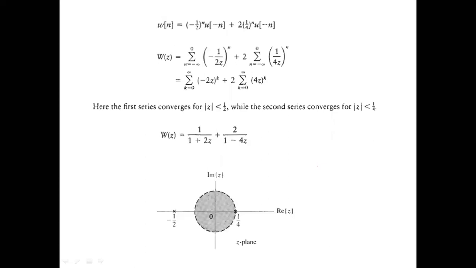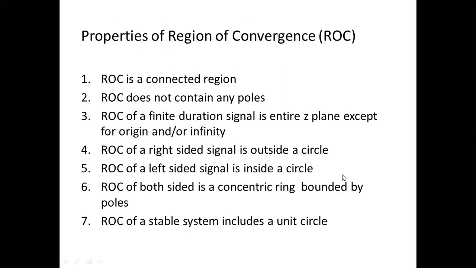So what we'll do now is, we have seen several types of numericals, and these many numericals are sufficient for us to conclude the properties of ROC. Now shall we go and see the properties of ROC? What do you think are the properties of ROC here? So the first property of ROC, the region of convergence: you can see ROC here is a connected region.